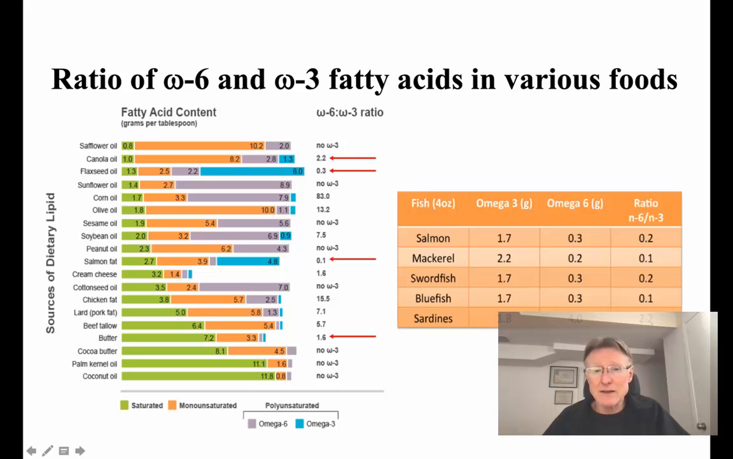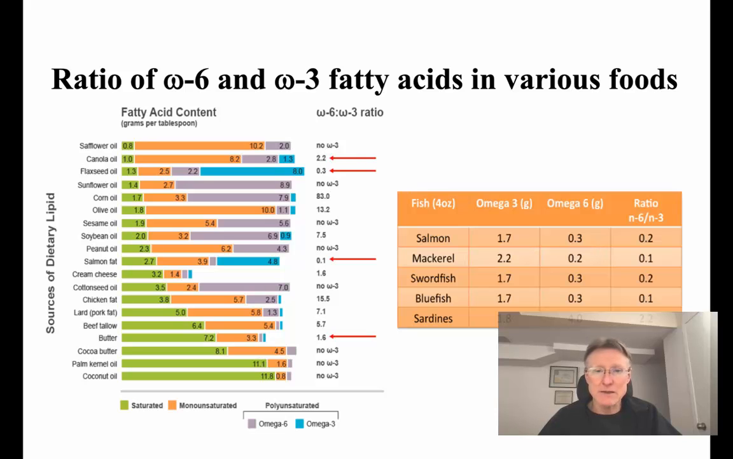So you can see that salmon is mostly the fish that is recommended for people to eat, because it's rich in omega-3 and has a pretty low ratio with omega-6. So you're increasing omega-3 intake without bringing along lots of omega-6.